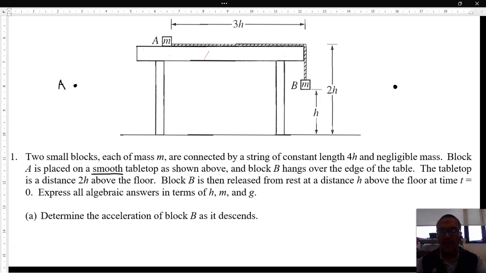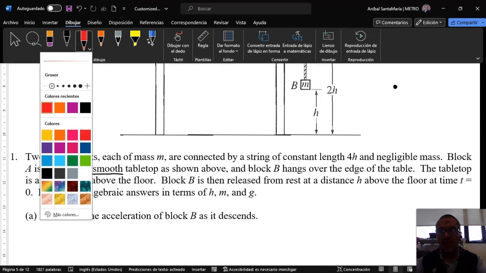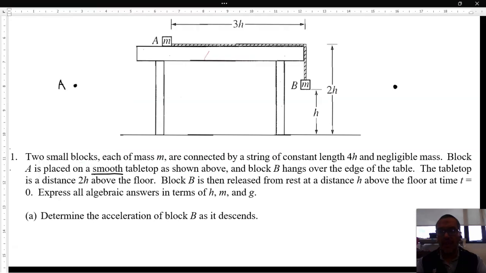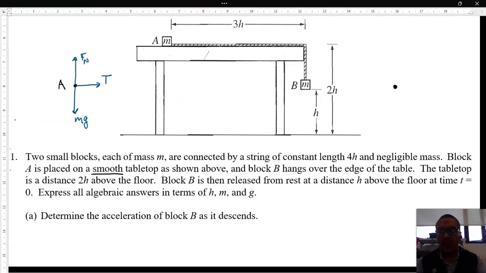Determine the acceleration of block B as it descends. Now, in order to do that, of course, we need to first analyze what the forces are. So let's look at block A, and we can see that you have a gravitational force mg, a normal force that opposes the gravitational force, Fn, and the tension in the string, T. It is natural to think that block A is going to accelerate to the right.